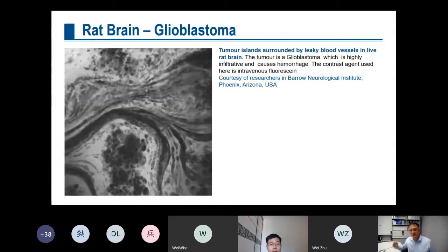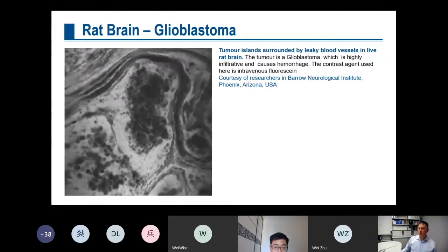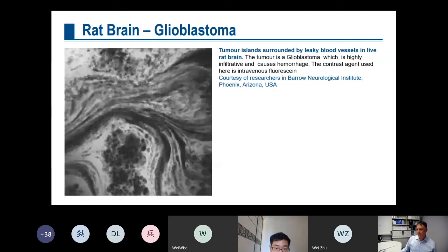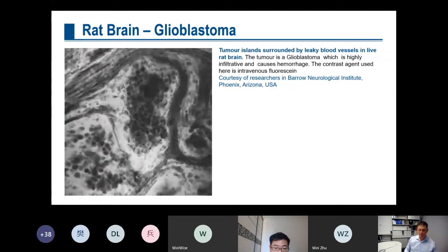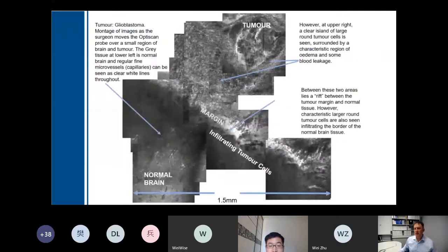This video shows a glioma in a rat brain, and you can see the blood flow around glioma tissue in the brain. And this slide shows a montage of endomicroscopy images from a brain tumour, and it shows the tumour itself, a margin where the infiltrating tumour cells are going into the normal brain, and also normal brain.